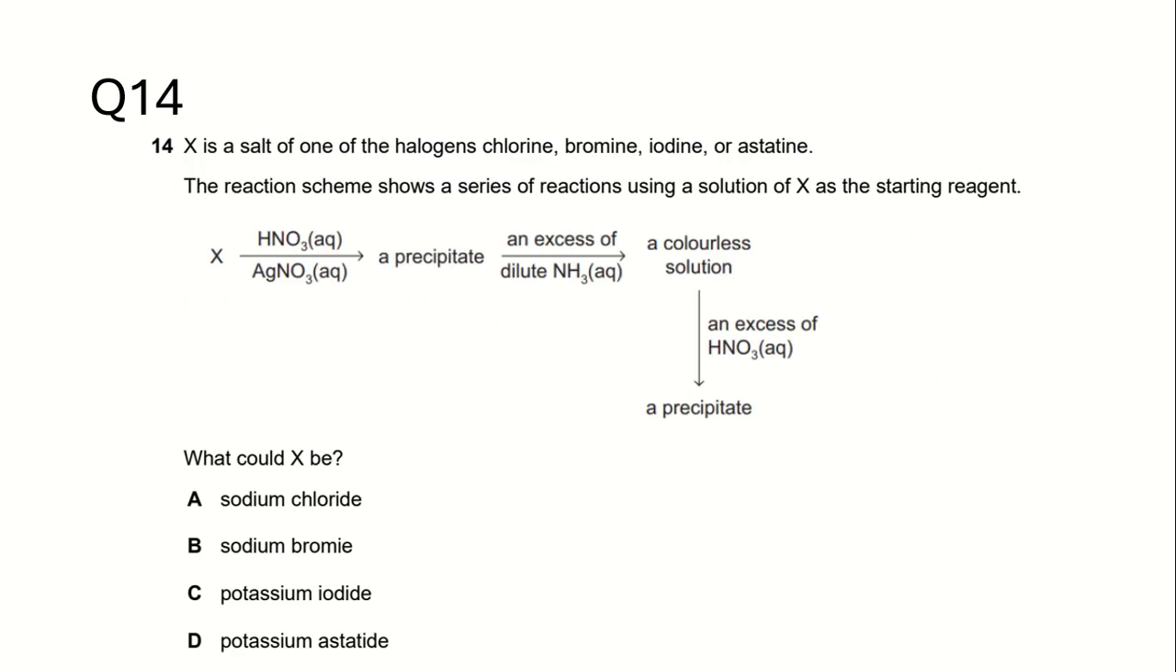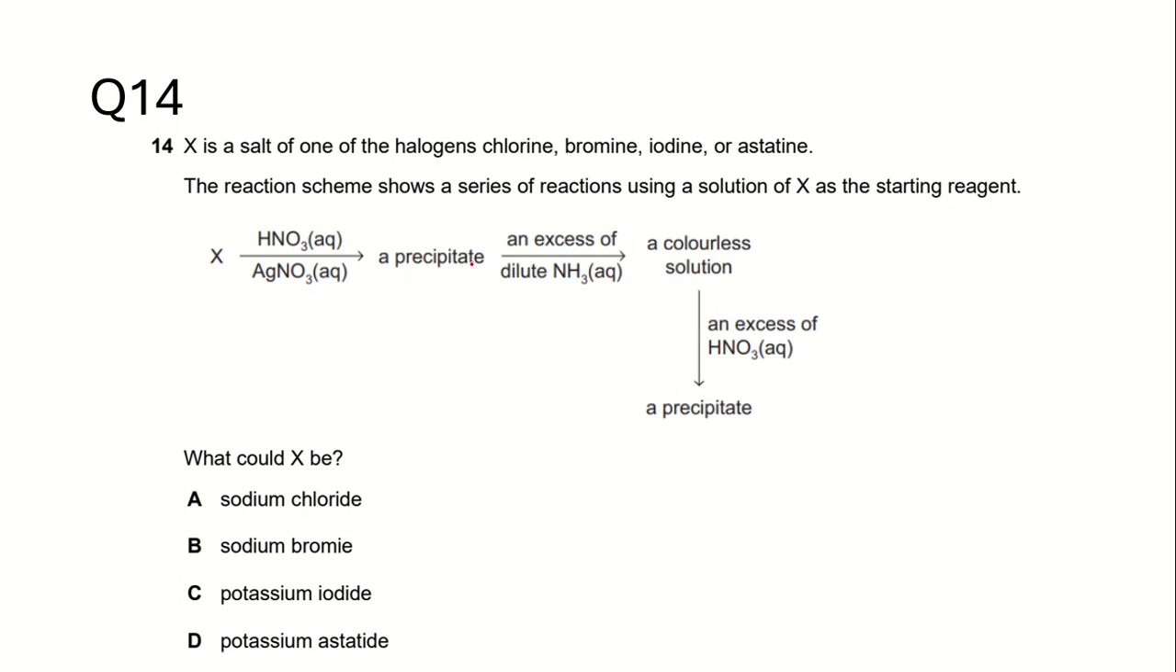Question 14. A reaction scheme is given and they say X is one of the halogens, chlorine, bromine, or iodine, or astatine. Oh, astatine is also given. X will react with silver nitrate to form precipitate. All of them will react with silver nitrate to form precipitate. This will not give us the answer. Let's look at once ammonia is added to the precipitate.